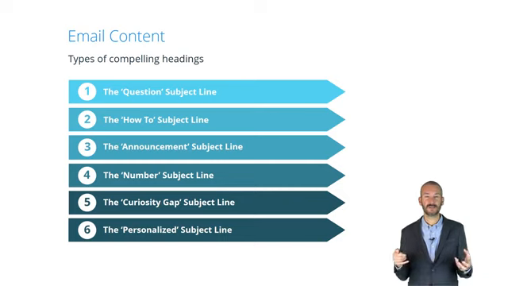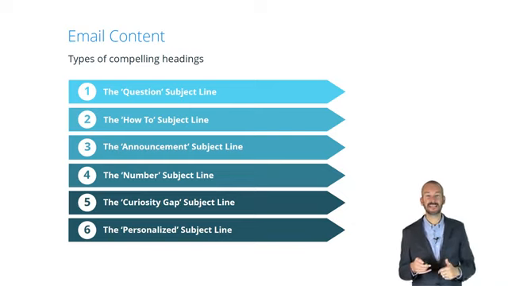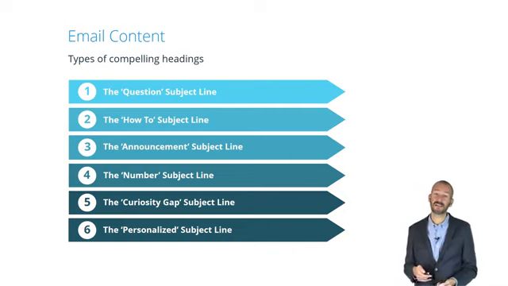Number 5 is the curiosity gap. Create a gap, create some curiosity, right? Tease the reader with something and then say, you want to fill in the gap? It's in the email. That's the curiosity gap. Again, anytime you can compel someone into thinking, I wish I knew more about this, that's going to lead to a successful subject line.